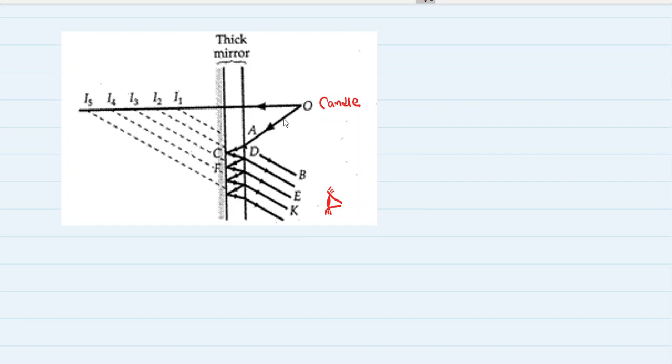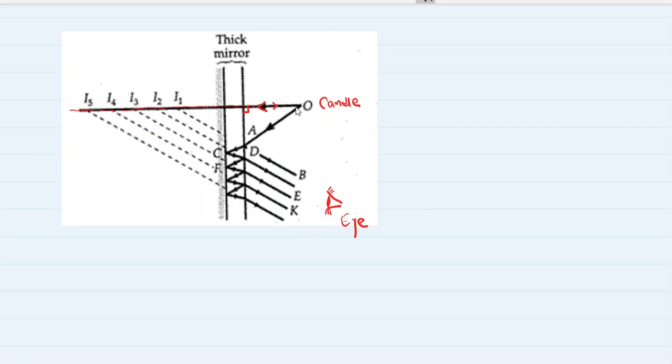Let's say one of the rays of light from the candle is going straight, incident normally on the surface of the mirror, and it is reflected in the same direction, so that does not count. But when we produce this ray backward, we get the positions of the images, the line in which all the images are formed, which will be seen by us. Our eye is over here, we are the observer.